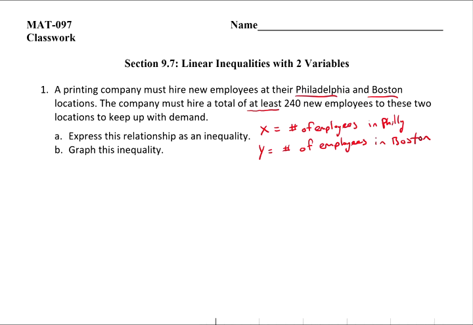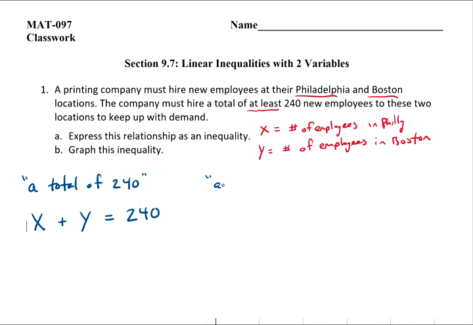Okay, so what if the words at least weren't there? What if the problem said a total of 240? Well, if we wanted a total of exactly 240, then the number of employees hired in Philly plus the number of employees hired in Boston must be equal to a total of 240. But that's not what we have.